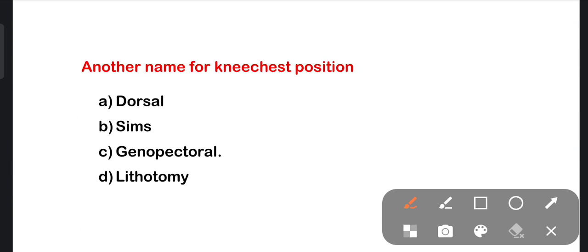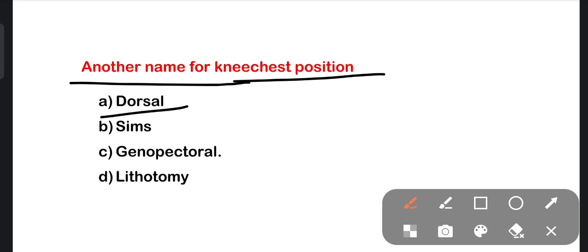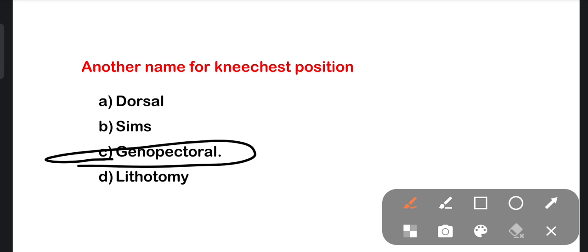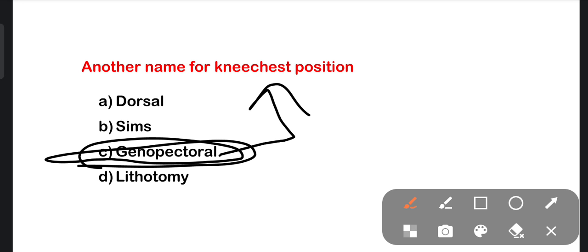The next one is another name for knee chest position. Okay, what is the other name of knee chest position? Option A dorsal, option B Sims, option C genupectoral, option D lithotomy position. The right one is the genupectoral position. This position is also known as knee chest position.